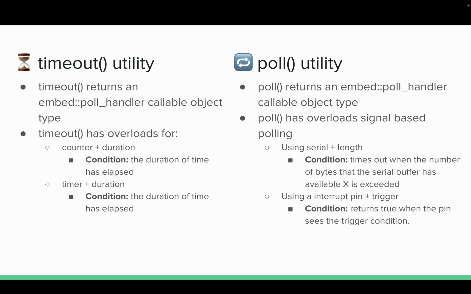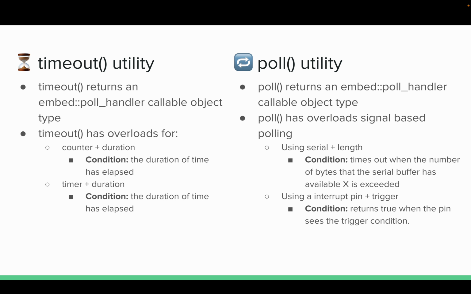Timer basically just waits until that function gets executed, and it flips a flag, and that's how you know it's done. Poll is very similar, except in this case, poll is not time-based. It is some other condition, such as serial and length. So in this case, we have an embed serial, and we're basically waiting until the number of bytes in the serial buffer has hit a certain number, or has exceeded it.